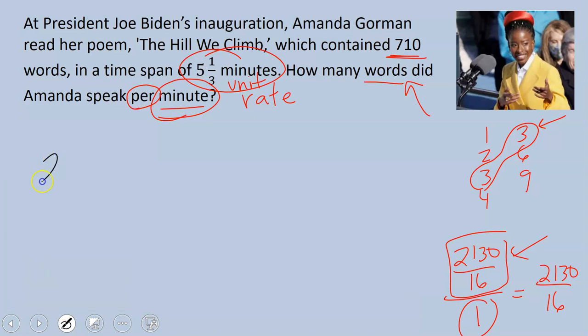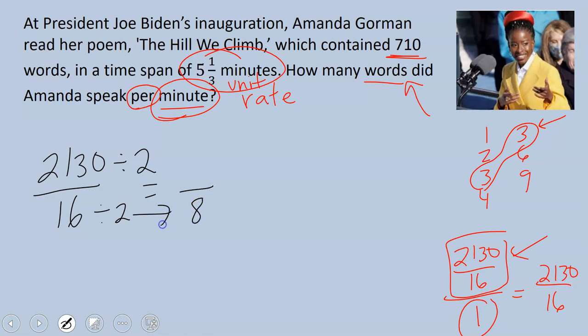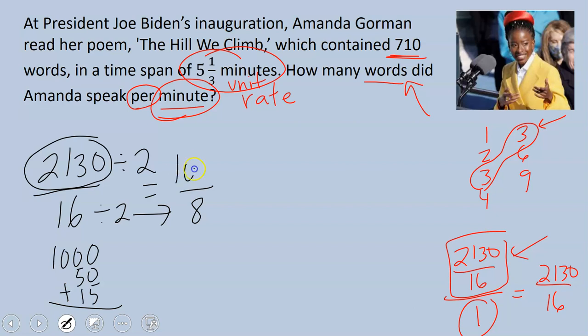All right, the first thing I'm going to do is simplify this fraction so it's easier to divide. I notice that the numerator and denominator are both even numbers, which means they can both be divided by 2 to simplify them. 16 divided by 2 gives me 8. And when I think about splitting this in half, I split each part separately. So I think of half of 2,000 is 1,000, half of 100 is 50, half of 30 is 15, and then I put it back together. So I took half of each piece, I put it back together, and so I get half of 2,130 is 1,065. And this would just make it easier for me to divide.